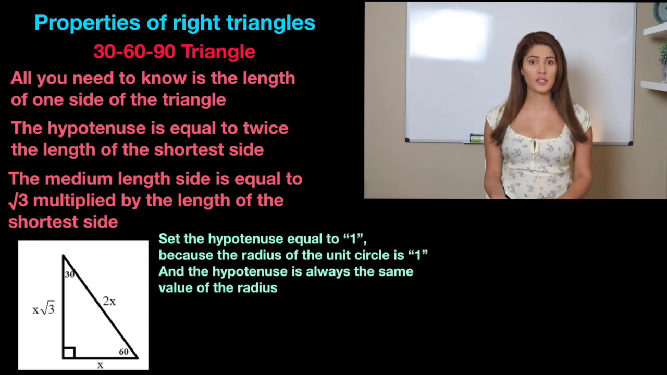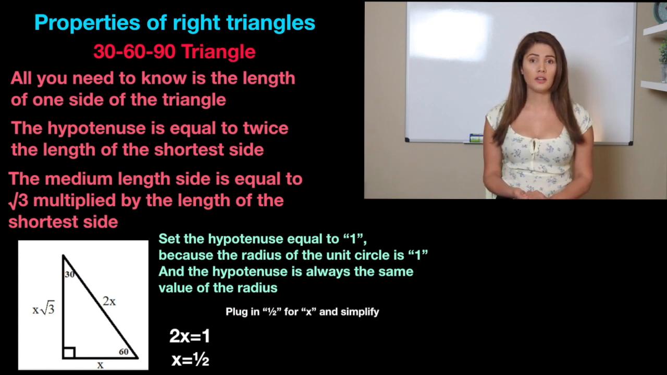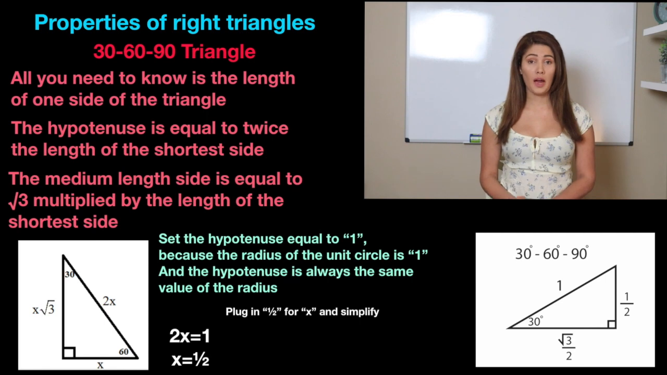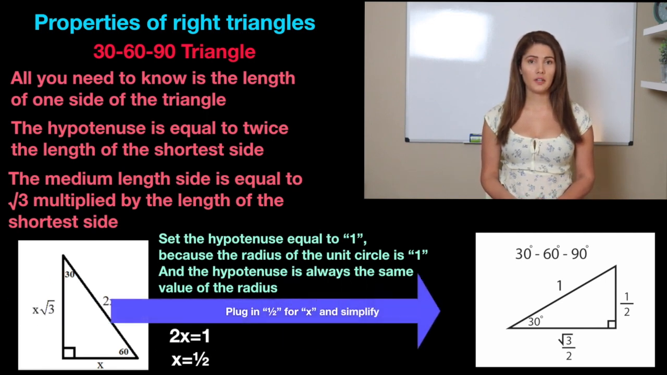In the case of the unit circle, we know that the radius is equal to 1. Well, the hypotenuse is always equal to the radius, so we can set the hypotenuse, which is 2x, equal to 1. That would give us a value of 1/2 for x, and we're going to plug in 1/2 for x into our triangle on the left, and we're going to get the values now on the right. So now our values for our triangle will be 1/2, root 3 over 2, and 1.